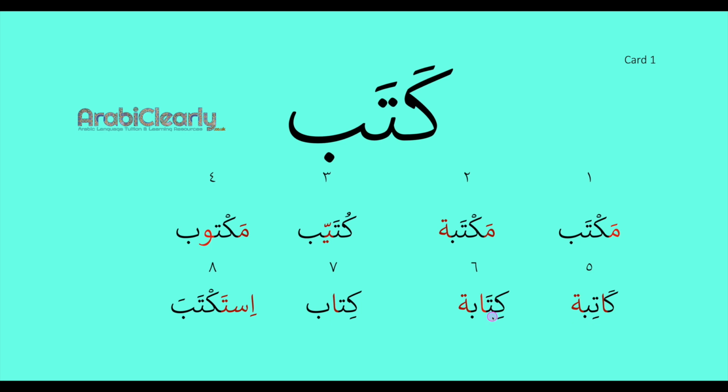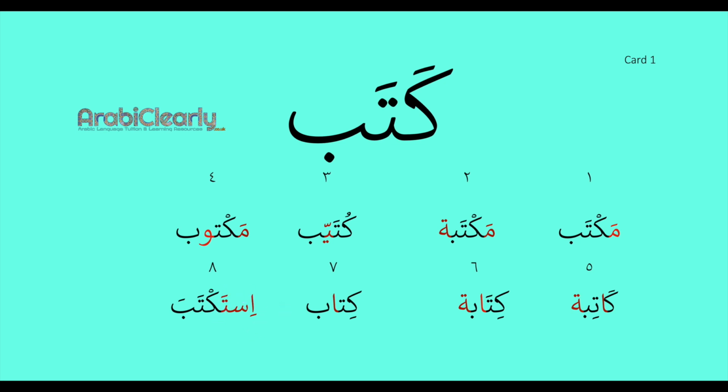Kitaba is a writing. Kitab is the book, and kutayib, as you see here above, that's the booklet. Istaktab, which means to write or to make somebody else write, and that's form 10 from the verbs. Hopefully one day I'll look at the forms.